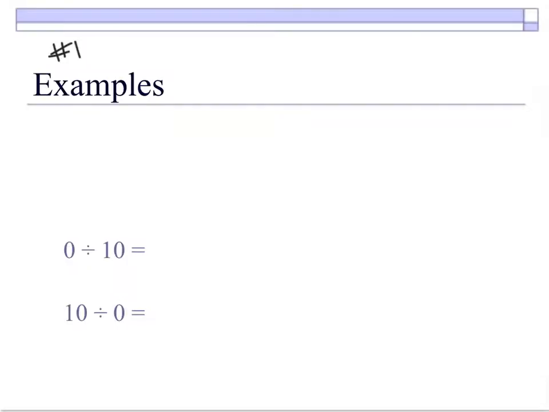These are the last 2 problems I ask you to write down. The first one is 0 divided by 10. If I have nothing and it's divided into 10 parts, I still have nothing. The second one is 10 divided by 0. Well, if I have 10 of anything, I can't divide it into 0 parts because you have to have at least 1 part. So this one is undefined.